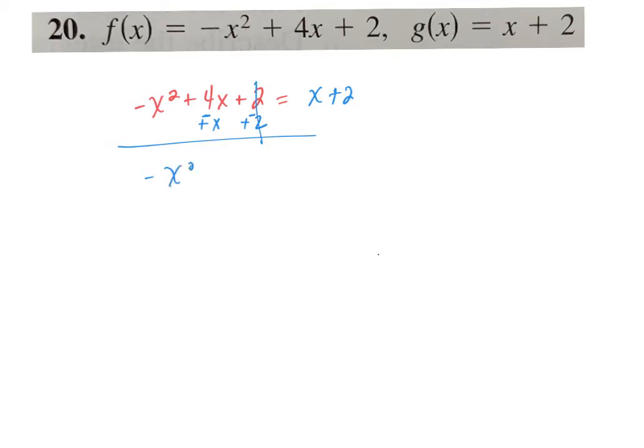Negative x squared plus 3x. Okay, so far so good. And then where you're going to pull out this, so it's going to be 0 and 3. Good? That's very good.